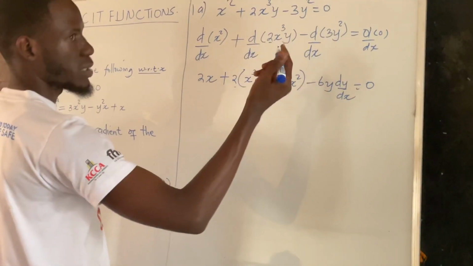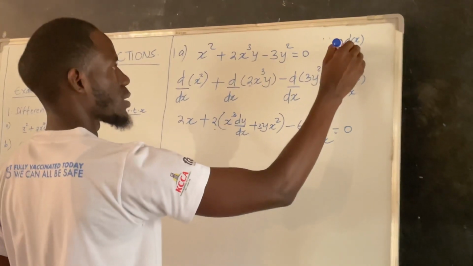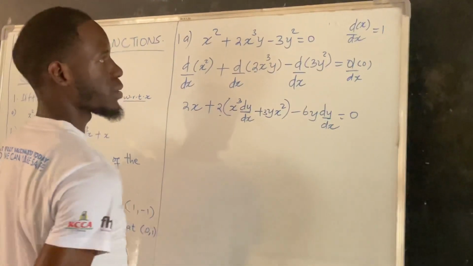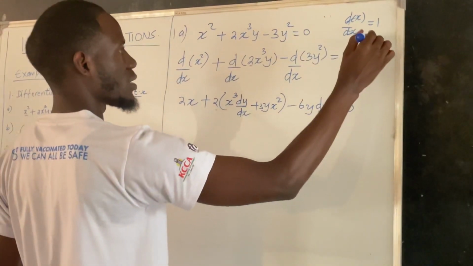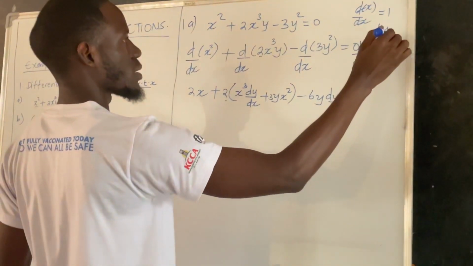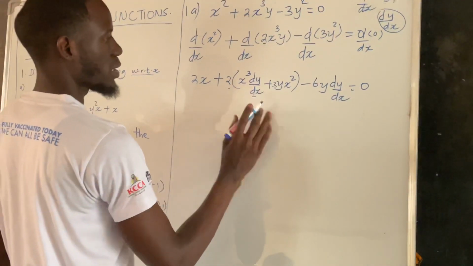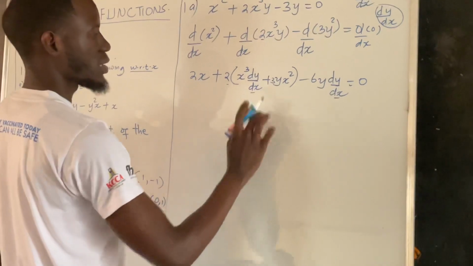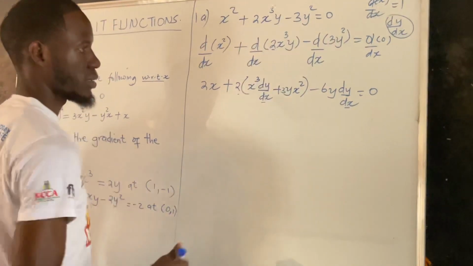Maybe just to mention something small: if you differentiate x with respect to x, this is simply a 1, because this and this is a 1. But if you differentiate y with respect to x, that is why we are staying with the dy dx. That's why we have this dy dx, this dy dx, because we are differentiating y with respect to x. So the dy dx has to remain.